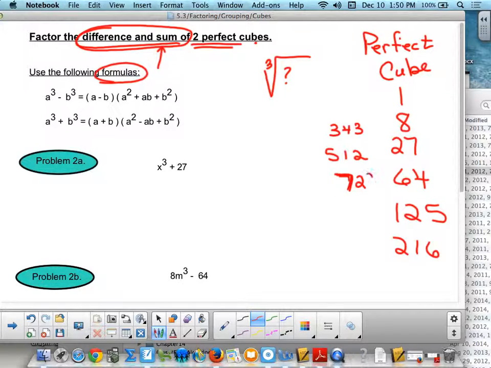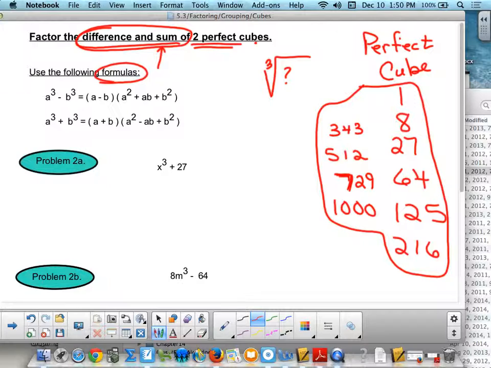729. This one you can do in your head. 10 times 10 times 10, 1,000. Okay, here's the deal. This goes on forever. But I will tell you this, most math books, tests, quizzes, whatever, you'll see these numbers right here.